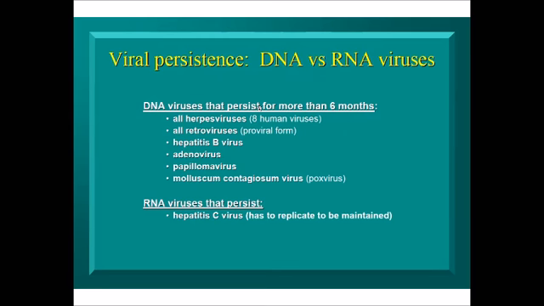So, DNA viruses that persist, here's a few examples. Herpes viruses, all of them. All the retroviruses, hepatitis B, adenovirus, papillomavirus, molluscum contagiosum virus, which is related to the smallpox virus. And the only example of an RNA virus I could think of that persists is hepatitis C virus. But if you disrupt its replication cycle for a few months with, say, interferon alpha or antiviral drugs, that will actually get completely cleared from the body because the RNA of the virus is unstable. It can only persist if it's actively replicating.